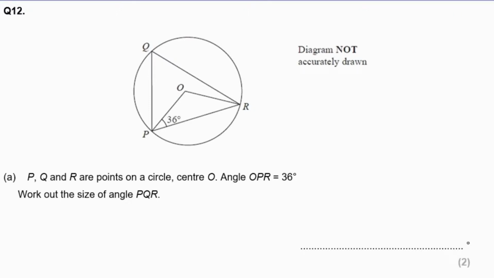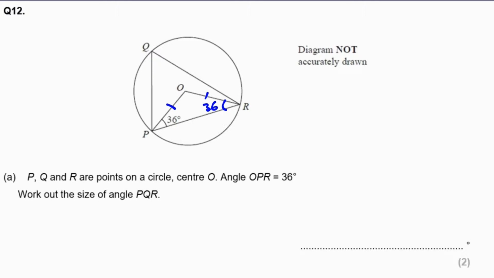In this question, we are told that P, Q, and R are points on the circle, center O, and angle OPR is equal to 36 degrees. We are required to find the size of angle PQR. So obviously, if this is the radius of the circle and that's the radius of the circle, this should be an isosceles triangle, which implies that this angle here should be equal to 36.